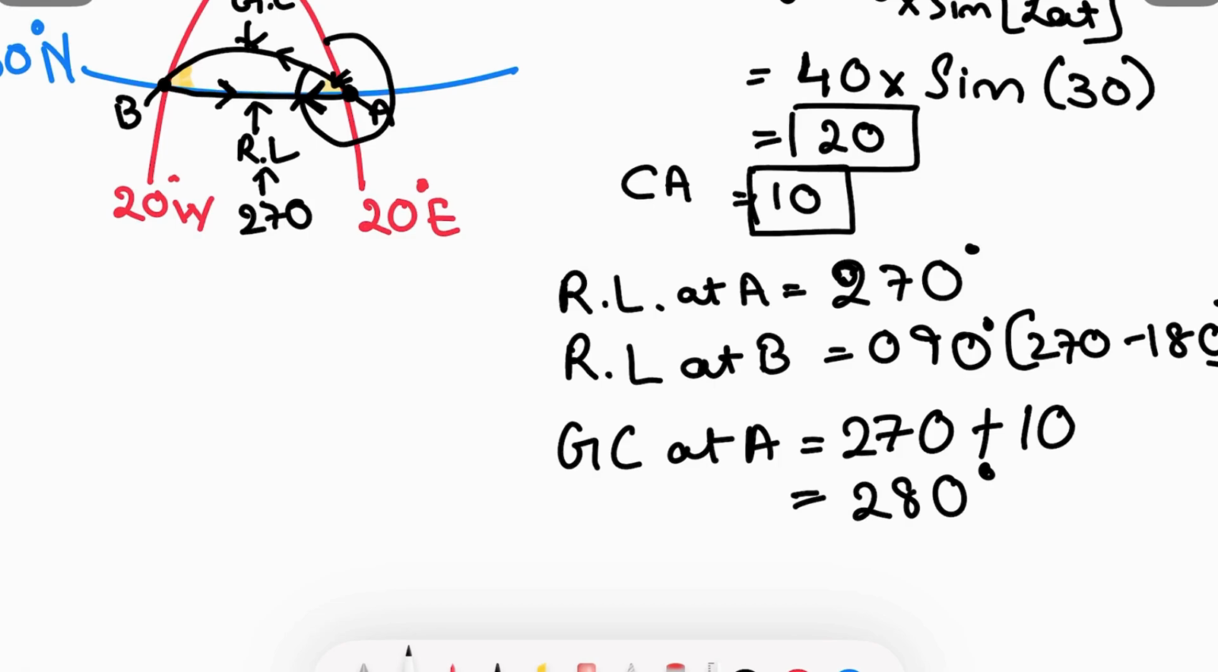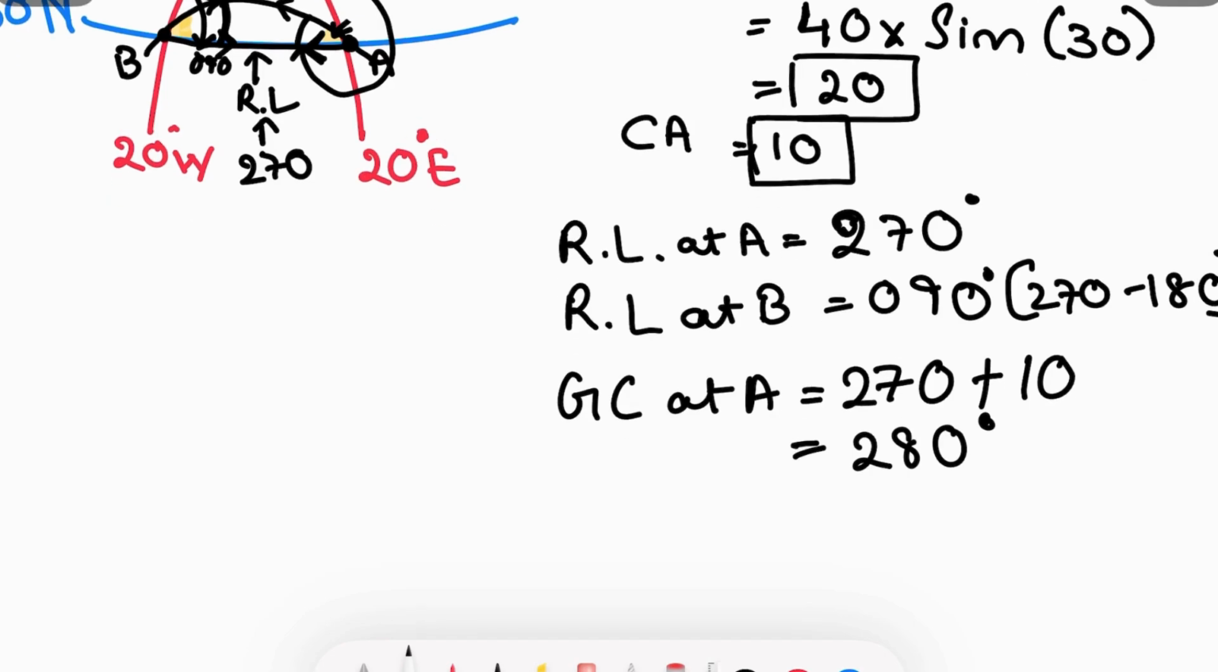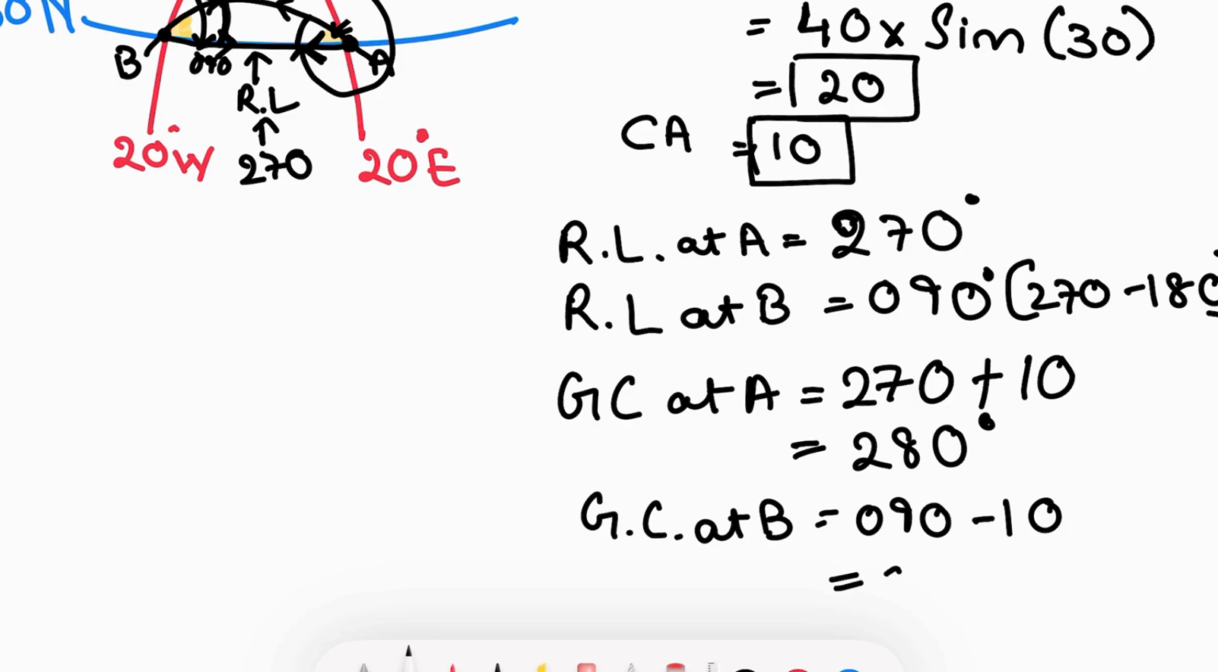Now let's see the great circle at B. This direction is 090, and this is 10 degrees, right? So 090 minus 10 is going to be the great circle at B. So the great circle at B is 090 minus 10 degrees, which is 080 degrees.